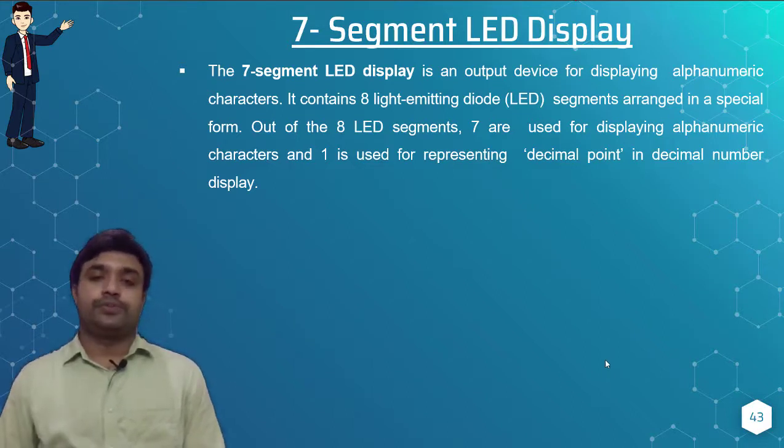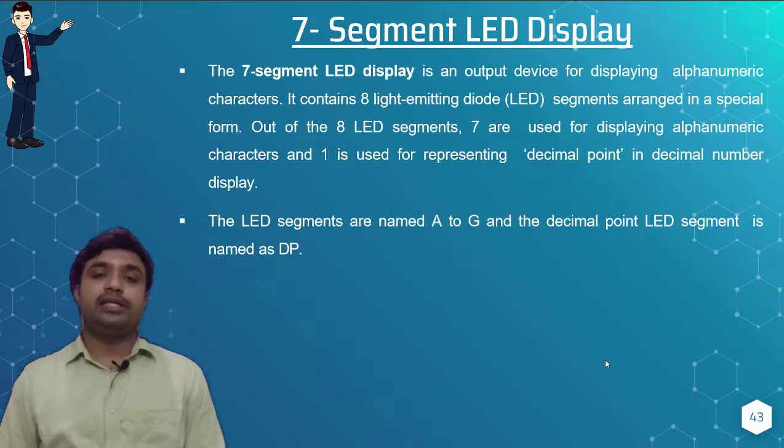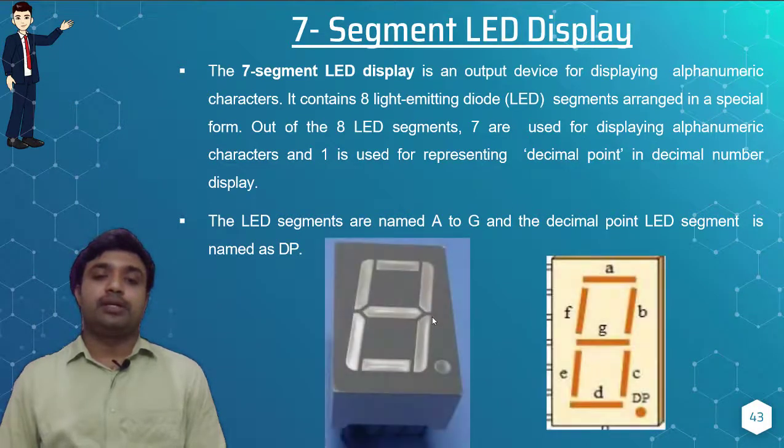The LED segments are named A to G, and the decimal point LED segment is named DP. So these are the representations. This is the 7-segment LED display. You can see 7 segments for representation of alphabet and numerical values, whereas the 8th segment is to represent the decimal point. So these are the programmatic conditions for the 7-segment LED display operations.